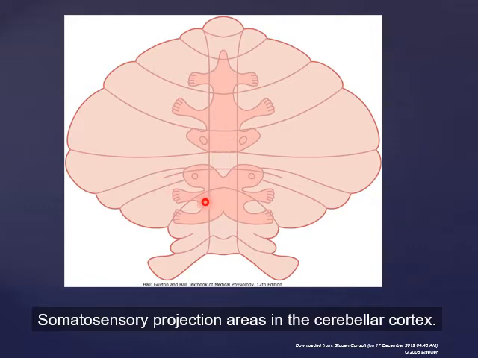Now, if you remember from the sensory system and the motor system, we did the motor homunculus and sensory homunculus. So these are the typical somatosensory projection areas in the cerebellar cortex. You can see the midline structure, which is called the vermis, and which parts of the body are mostly represented in these areas. It is usually the axial skeleton, the neck, and the thorax.